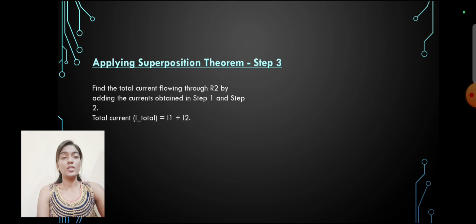Applying superposition theorem. Step 3. Find the current flowing through R2 by adding the currents obtained in step 1 and step 2. Total current I total equals I1 plus I2.